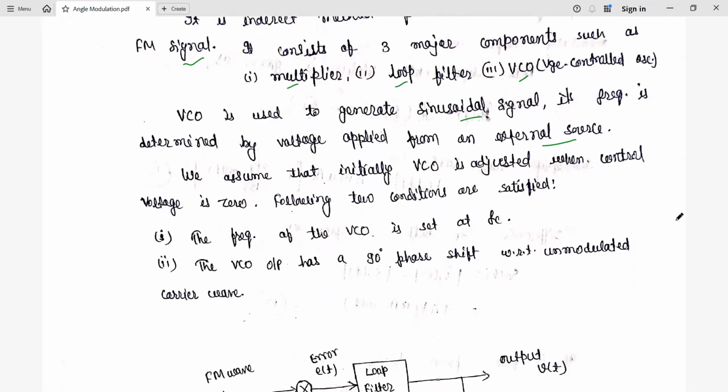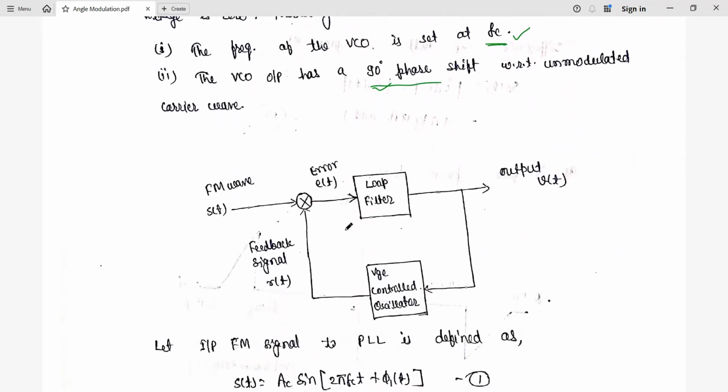two different conditions are satisfied. The frequency of the VCO is set at fc, that is the carrier frequency, and the VCO output has a 90-degree phase shift with respect to the unmodulated carrier wave. Okay, so the frequency should be fc and the phase shift should be how much? 90 degrees with respect to the unmodulated carrier wave.